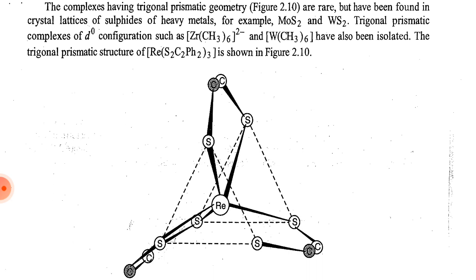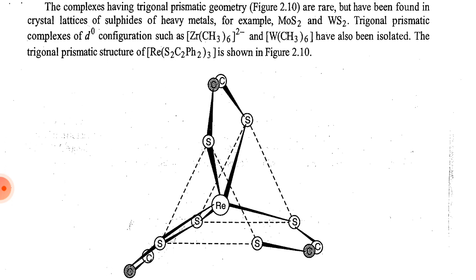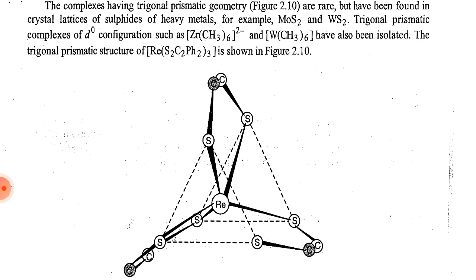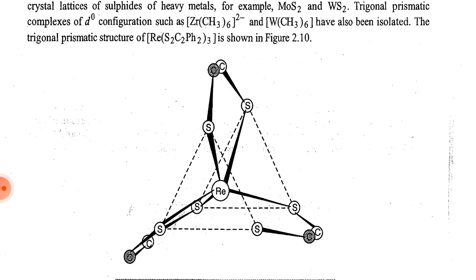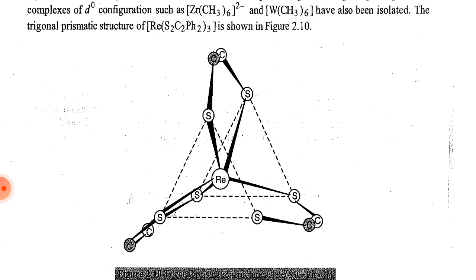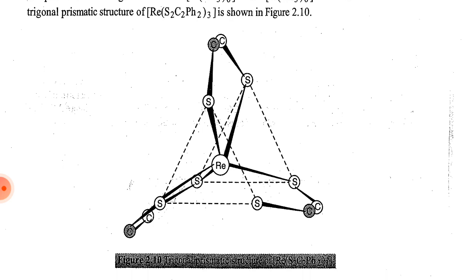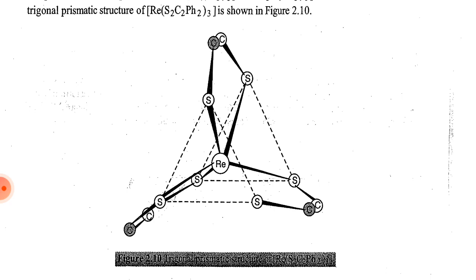Complexes having trigonal prismatic geometry, Figure 2.10, are rare, but have been found in the crystal lattice of sulfides of heavy metals, for example MoS2 and WS2. Trigonal prismatic d0 complexes such as [Zr(CH3)6]2- and [W(CH3)6] have also been isolated. Trigonal prismatic structure of [Re(S2C2Ph2)3]. This kind of geometry is very rare in the case of coordination number 6. Trigonal prismatic is very rare.